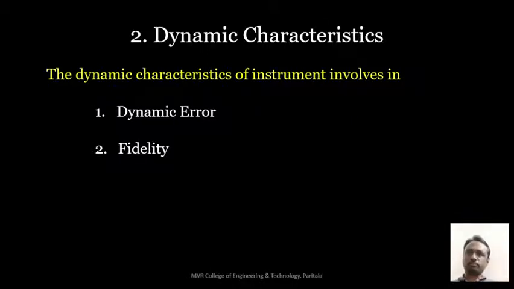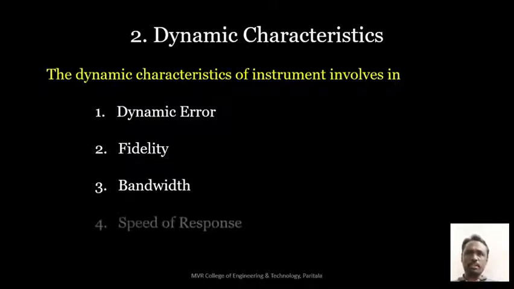Let us see later. The next one is bandwidth. We know that bandwidth is nothing but the range of frequencies. In the range of frequencies where the instrument provides satisfactory results, that will be the bandwidth of that instrument. We can see that later in detail. Then speed of response. If the measurement is a function of time, how well is the instrument responding? That means how fast it activates for the time-changing input. Let us see this in detail also.